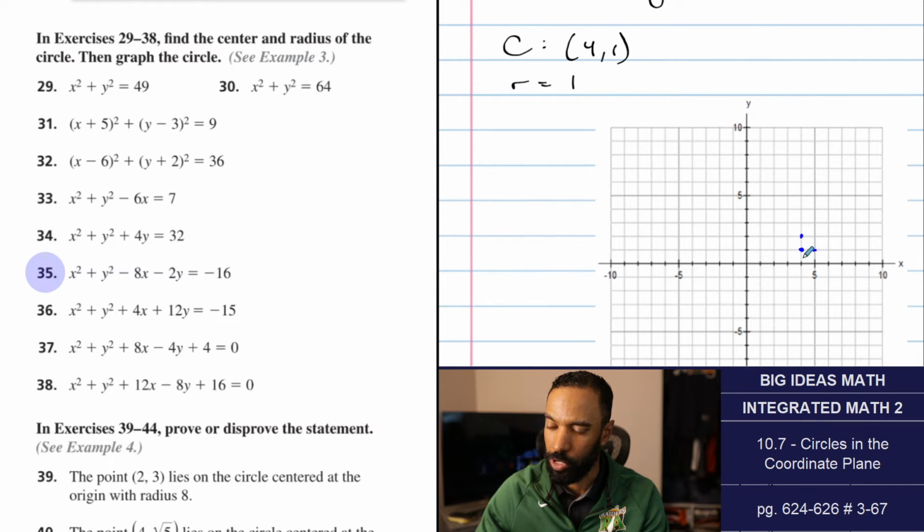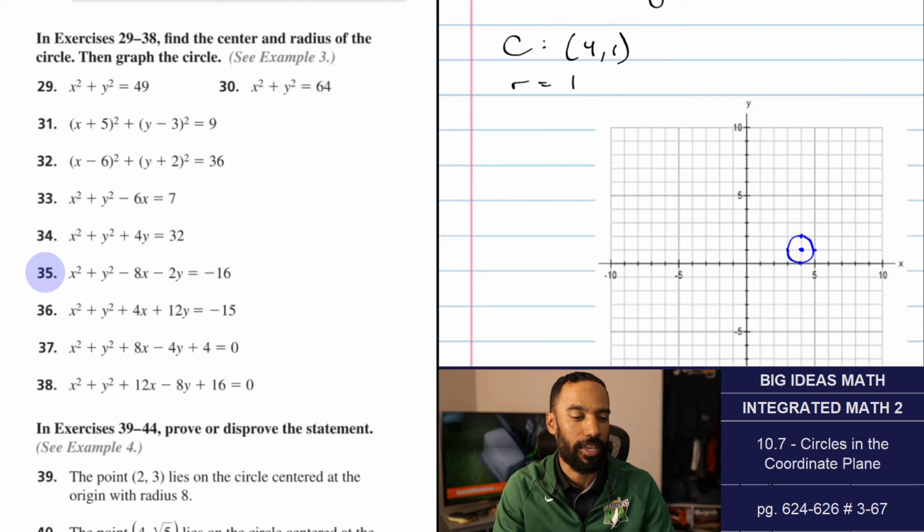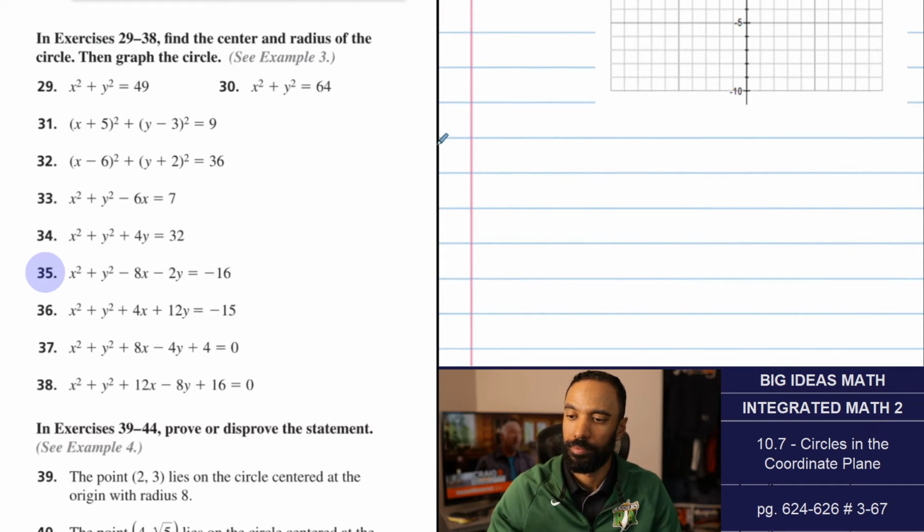I'm not going to use the circle tool this time. Let's keep it nice and small. And apparently this other equation also showed us that, but that would take a lot to plug in and get some values out for. So I'm not going to do that. Number 36.